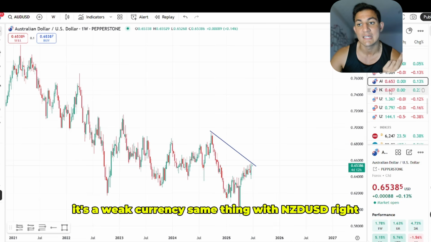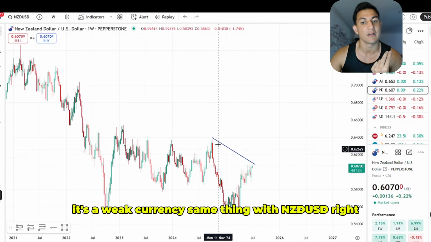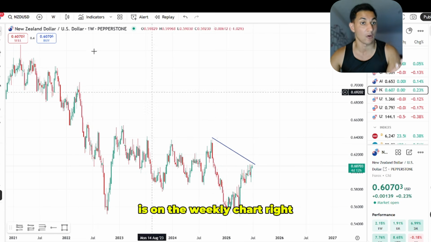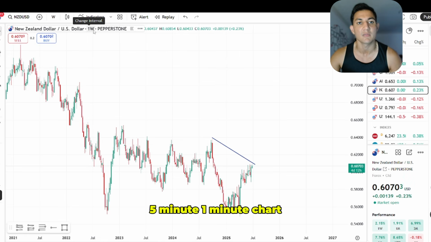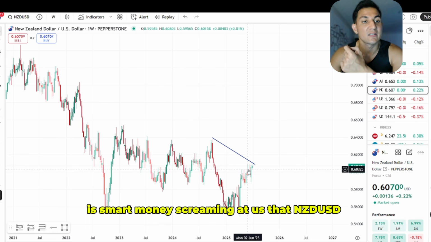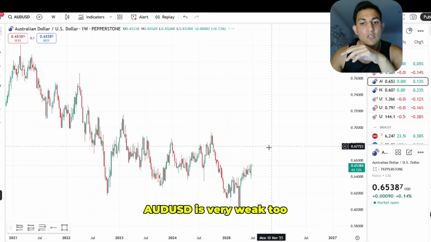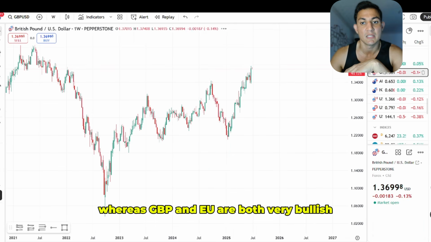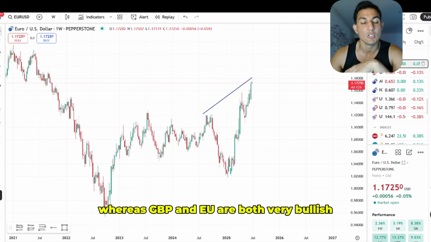It's a weak currency. Same thing with NZD USD, right? The fact that they couldn't take out this high, it's on the weekly chart, right? Not some random 5-minute, 1-minute chart. On the weekly chart, it's smart money screaming at us that NZD USD is very weak. AUD USD is very weak too, whereas GBP and EU are both very bullish.